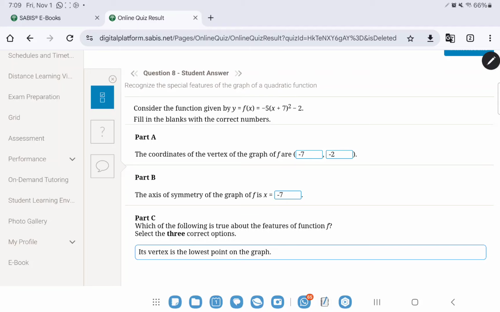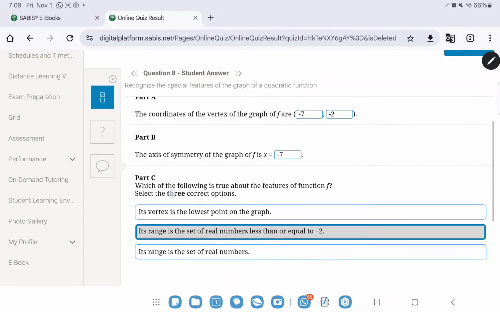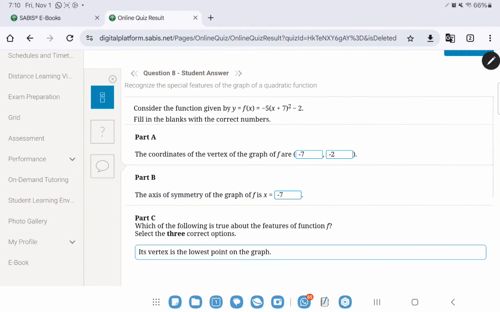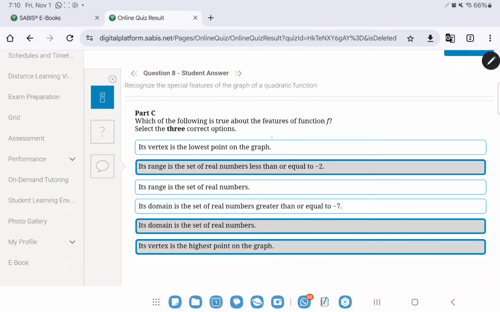Finally, an easy question. To find the coordinates of the vertex, you see whatever makes this 0, which is -7, and whatever this value is, so -2. So -7 and -2. And the axis of symmetry is the same as this value, which is -7. Now let's see which of the following are true about the features of this function. Is the vertex the lowest point on the graph? The vertex is not the lowest point on the graph because it's opening downwards, so it's the highest. How do you know it's opening downwards? Because this is negative. So this is wrong.